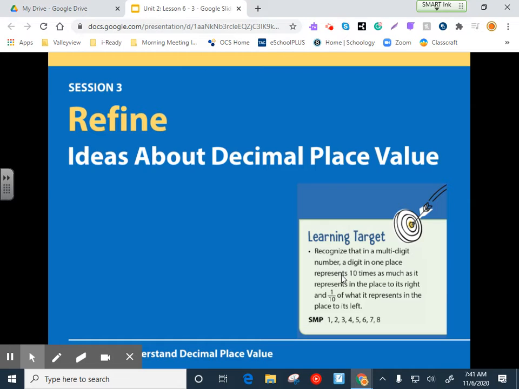Okay, so this is session 3 for lesson 6. This is the last session for this lesson. So again, the learning target for this is basically this. We want you to recognize that when you have a number in a certain place, if you move it to the left, it'll be 10 times greater than it was. Or if you take that number and move it to the right, it'll be 1/10 or divided by 10 and become smaller. So that's basically, like I said, the main idea of this lesson.